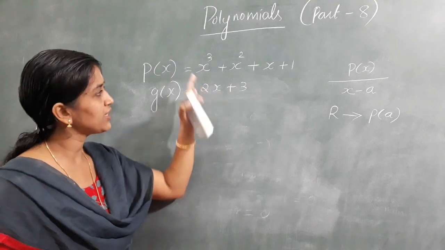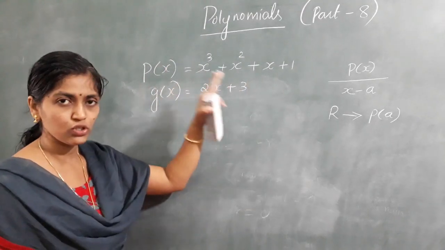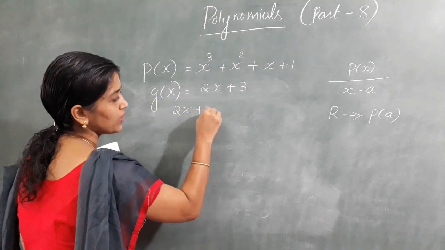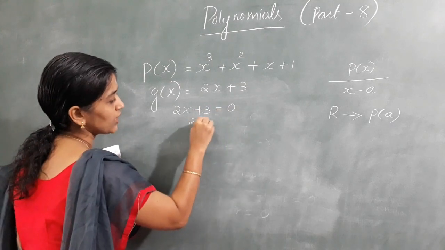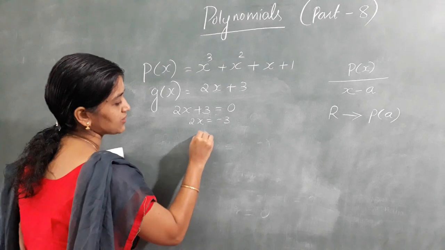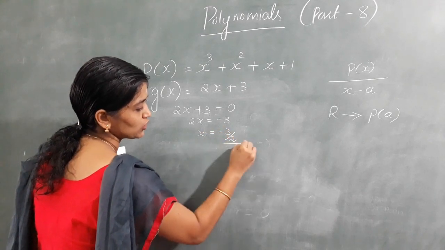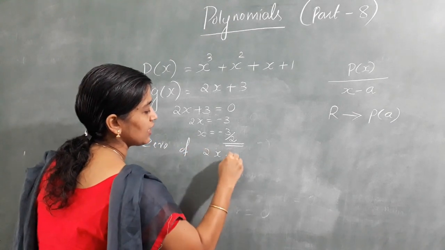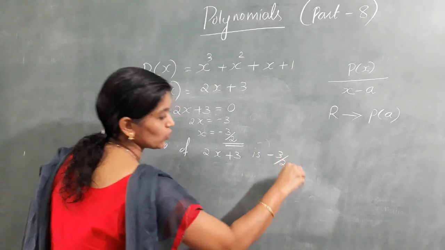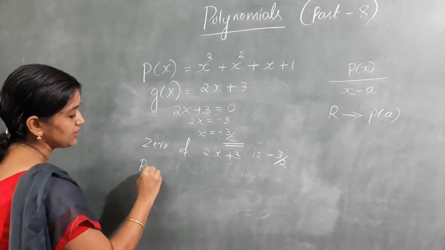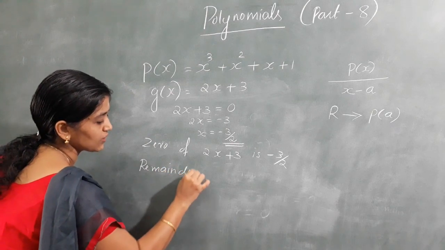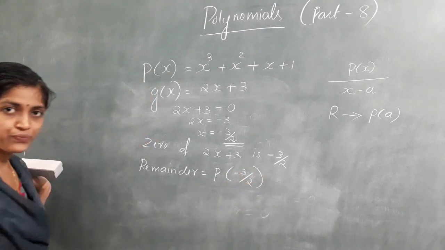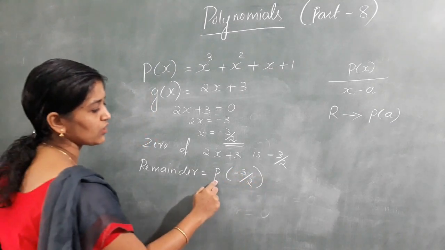So here also, to find the remainder you have to get the 0 of this g of x. To get the 0 of g of x, what are we doing? 2x plus 3 we are equating to 0. You will get 2x is equal to minus 3. X is equal to minus 3 divided by 2. So the 0 of 2x plus 3 is minus 3 by 2. So what will be the remainder? Remainder is equal to P of minus 3 by 2. Is it clear? So you have to get P of minus 3 by 2.